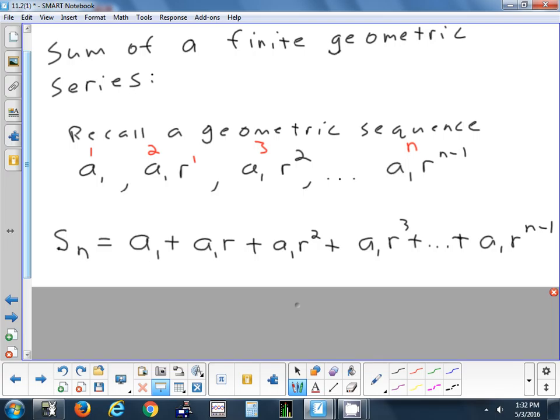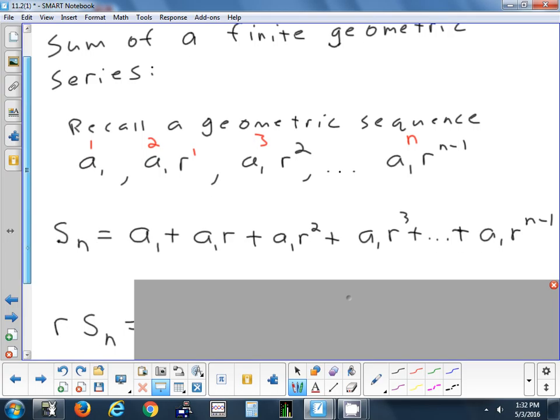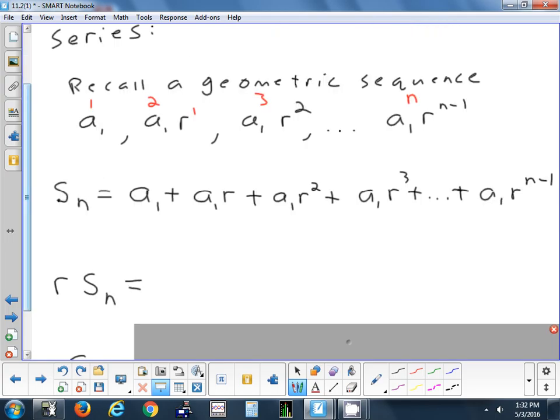Now, I'm not going to do anything very complicated. All I'm going to do is take what I just had up above and multiply everything by r. And I'm going to write it again. So what do I get if I multiply the first term by r? a sub 1 r. How about the second term? a sub 1 r squared. How about the third term? It would become a sub 1 r cubed.